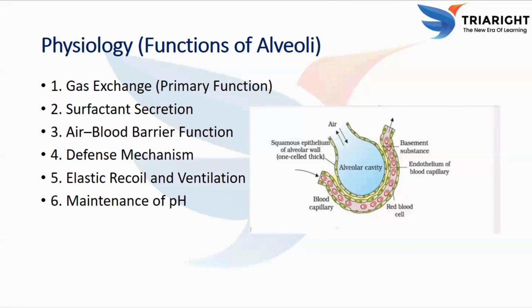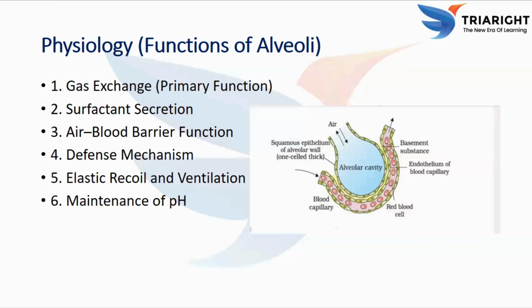The fifth function, elastic recoil and ventilation. These alveoli are surrounded by elastic fibers. What do these elastic fibers do? They allow stretching, right? Elastic is nothing but stretching. They allow the alveoli to stretch during inhalation and recoil during exhalation. This elastic recoil helps push air out of the lungs naturally. Think of alveoli like tiny rubber balloons. They stretch when you breathe in, and spring back when you breathe out. So this is the elastic recoil and ventilation.